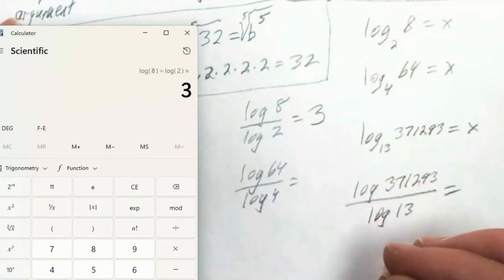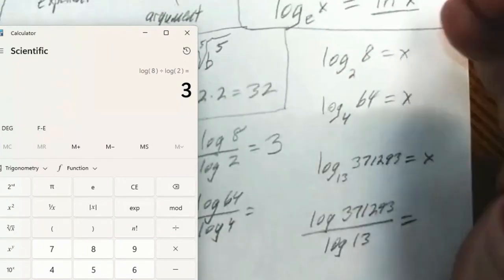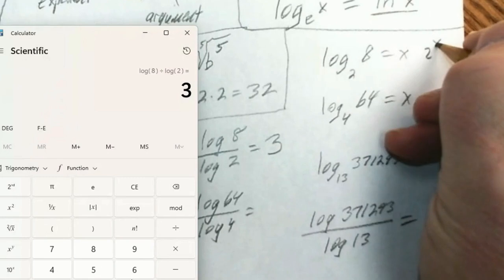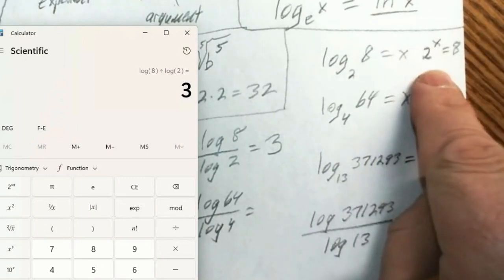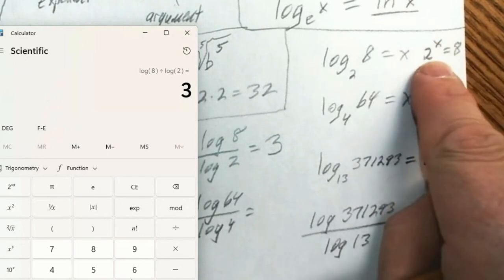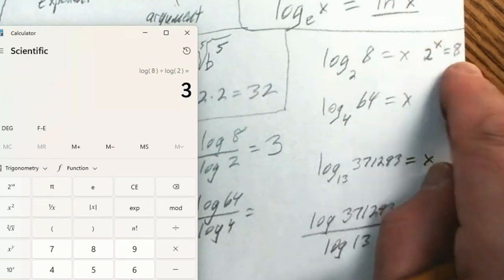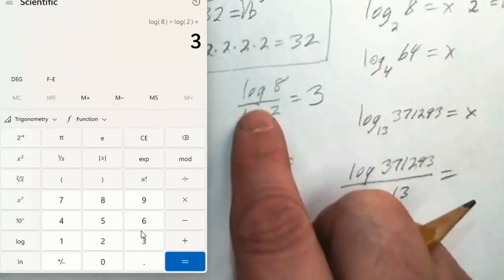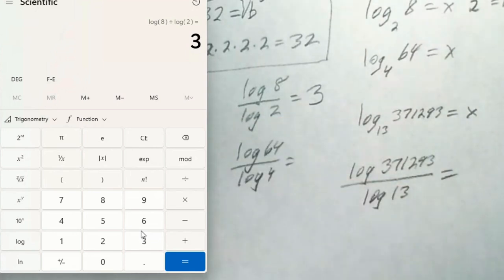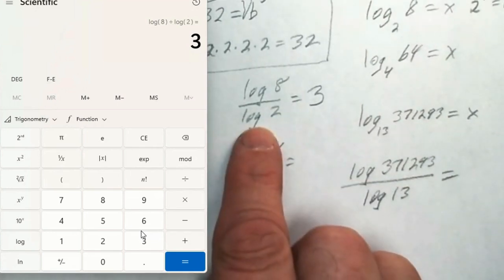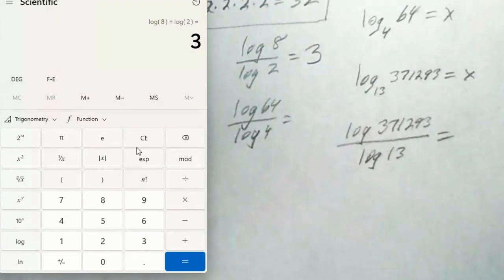That one we probably could have done in our head, because log base 2 of 8 = x means 2 to the x equals 8. That's the same thing. 2 to what power equals 8? So we knew the answer was going to be 3, because 2 to the third power is 8. But this is how we can do it without converting it to an exponent. We left it as a logarithm and found the answer. How about log base 4 of 64?